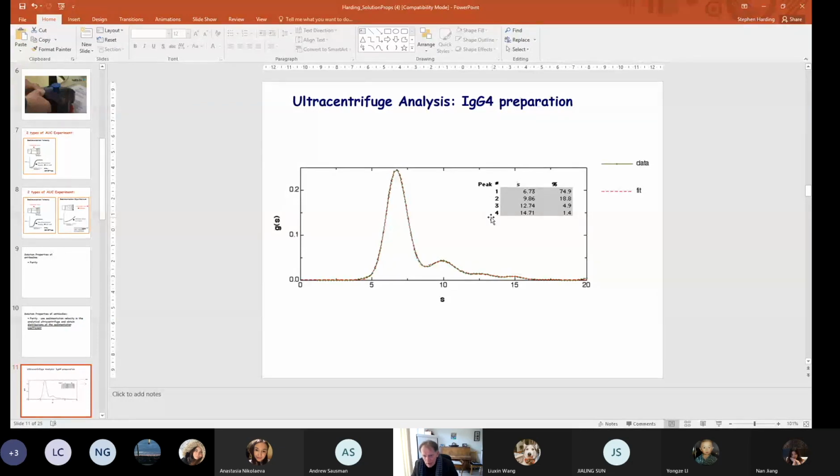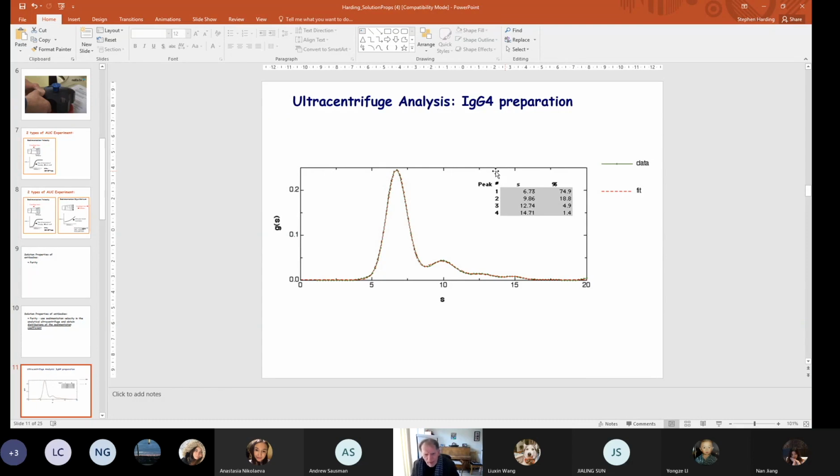which is 9.86 Svedbergs. There was a saying, I think. Was it something like dimers are the girl's best friend? Is that right? Or was it something else? Was it diamonds are the girl's best friend?